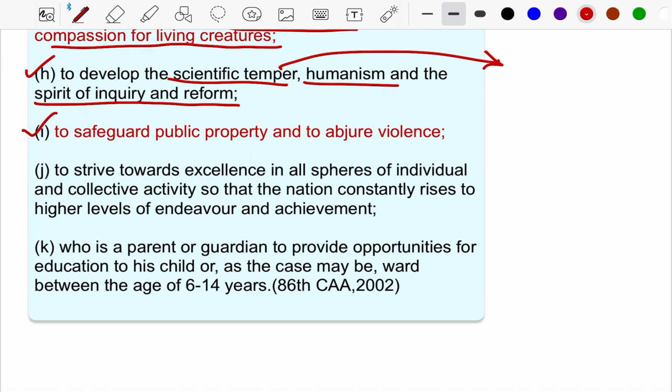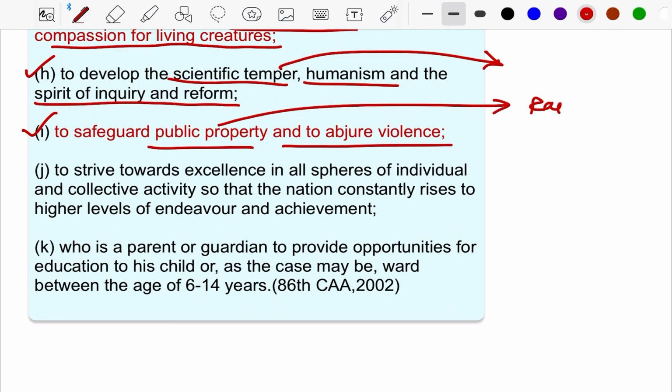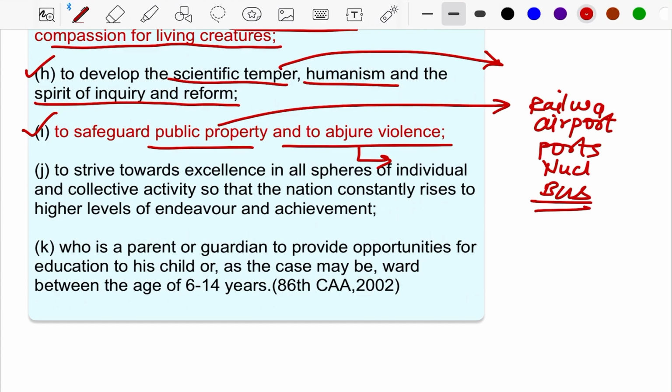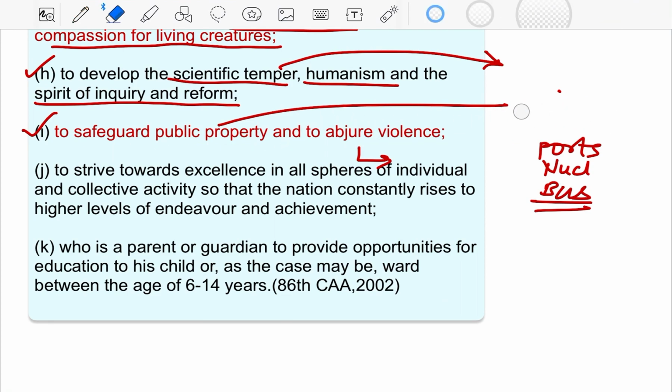Next fundamental duty is to safeguard public property and to abjure violence. We have public property like railway, airports, ports, nuclear power plants. There are many buses, many public property. So we should not destroy them because it is our own property. And we have to abjure ourselves from violence. We should not fight on the basis of religion, caste, sex, place of birth and all. So it is our responsibility to safeguard the public property and to abjure violence.